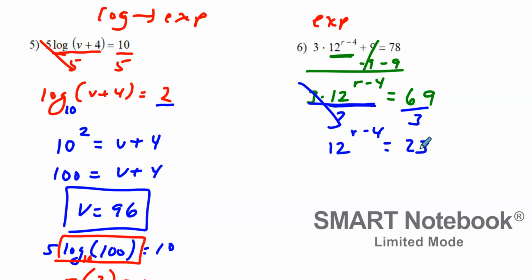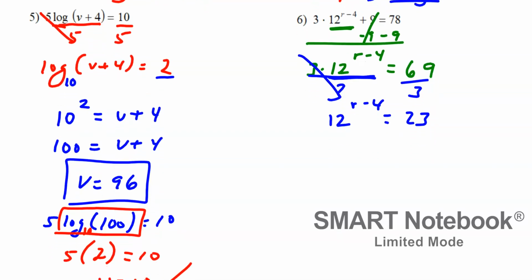And now that we have this situation, we need to think about whether we can change the base to be the same, or if we have to go from exponentials to logs. So let's think about it. 12 to the first is 12. 12 to the second is 144. So we skip over 23. Nothing to a power equals 12, and nothing to a power equals 23. So that means we need to change this equation from exponents to logs.